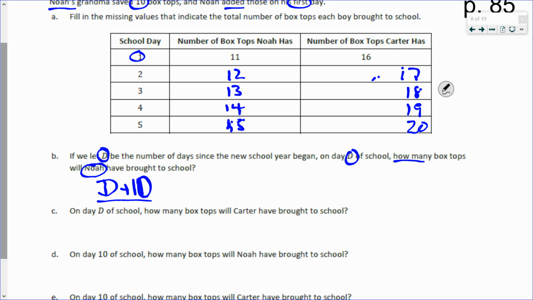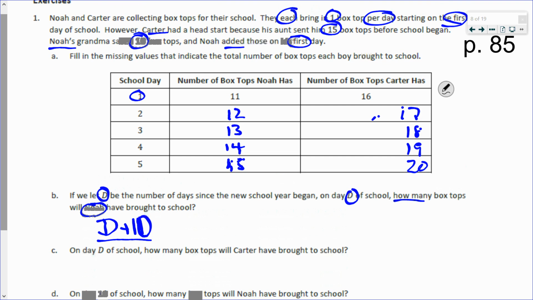Elena? Because what happened on the first day of school? I don't remember. We literally just circled it right here. Noah had saved 10. And then on the first day of school, he also brought one. So he had the 10 his grandma had saved, plus the one that he got off his Pop-Tart that morning.